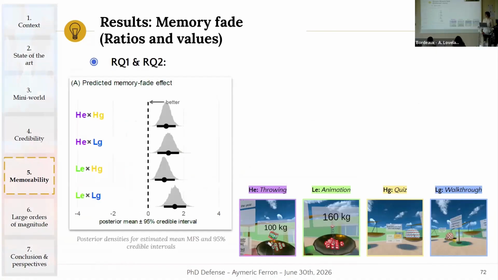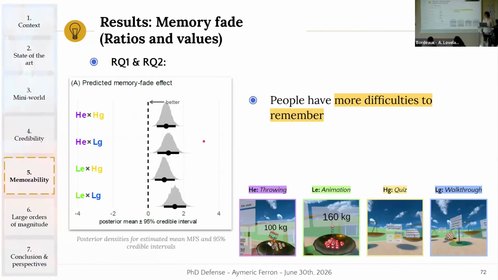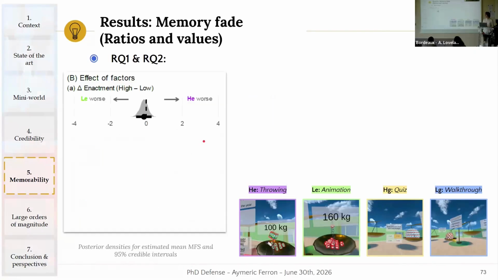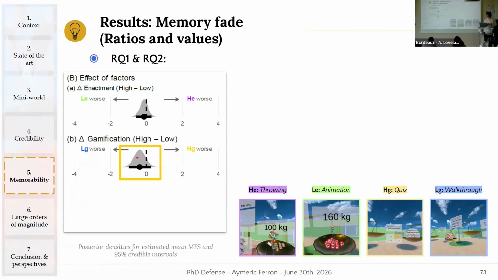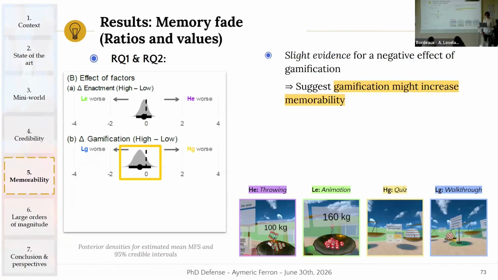Then for ratios and values, we can see that all the plots are a bit shifted to the right, meaning that people have more trouble remembering. It's further from 0. When we look back at factors, for the gamification the distribution is a bit shifted to the left. It suggests that we have slight evidence for negative effects of gamification on memory fade, suggesting that gamification might increase memorability, maybe.